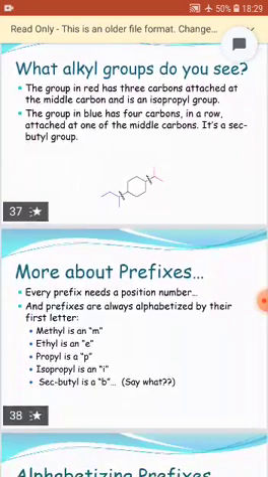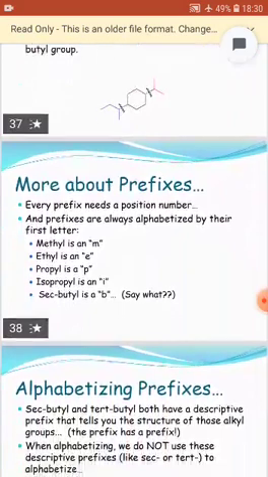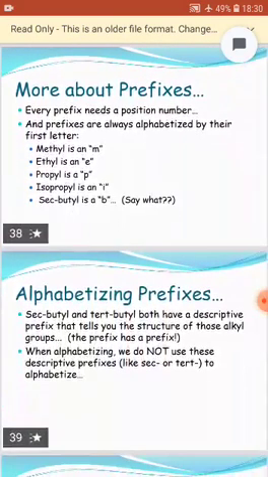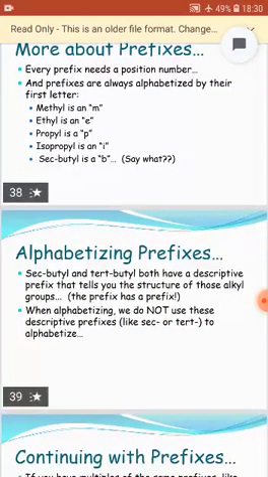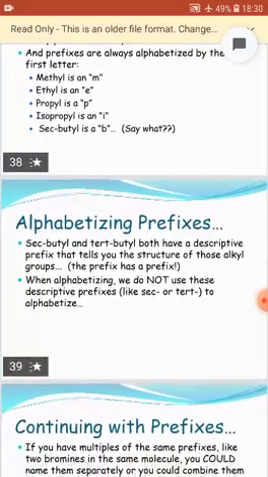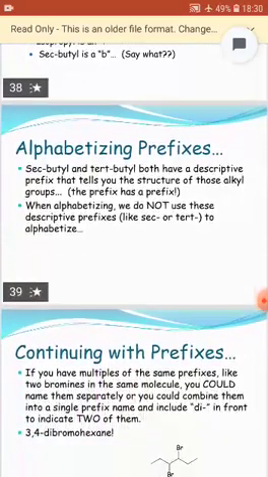Every prefix needs a position number and prefixes are always alphabetized by their first letter. Methyl is an M, ethyl is an E, propyl is a P, isopropyl is an I, secondary butyl is a B. Say what? Alphabetizing prefixes: secondary butyl and tertiary butyl both have a descriptive prefix that tells you the structure of those alkyl groups. When alphabetizing, we do not use these descriptive prefixes like secondary or tertiary.